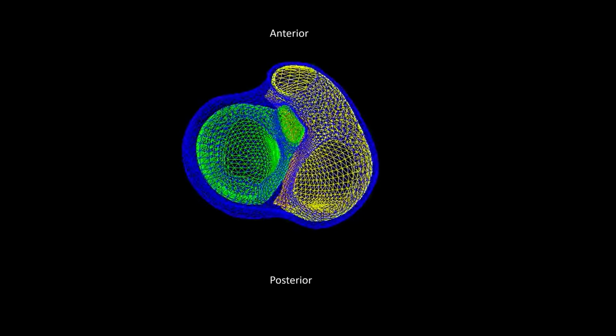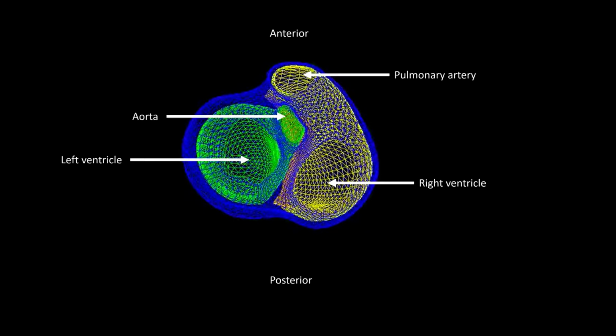Looking at the superior view, we can see the left ventricle in green and the right ventricle in yellow. The pulmonary trunk and aorta can also be seen from this view, with the pulmonary trunk being the most anterior vessel, while the aorta is the posterior vessel. These models don't show the valves or the atria discussed earlier in the video.